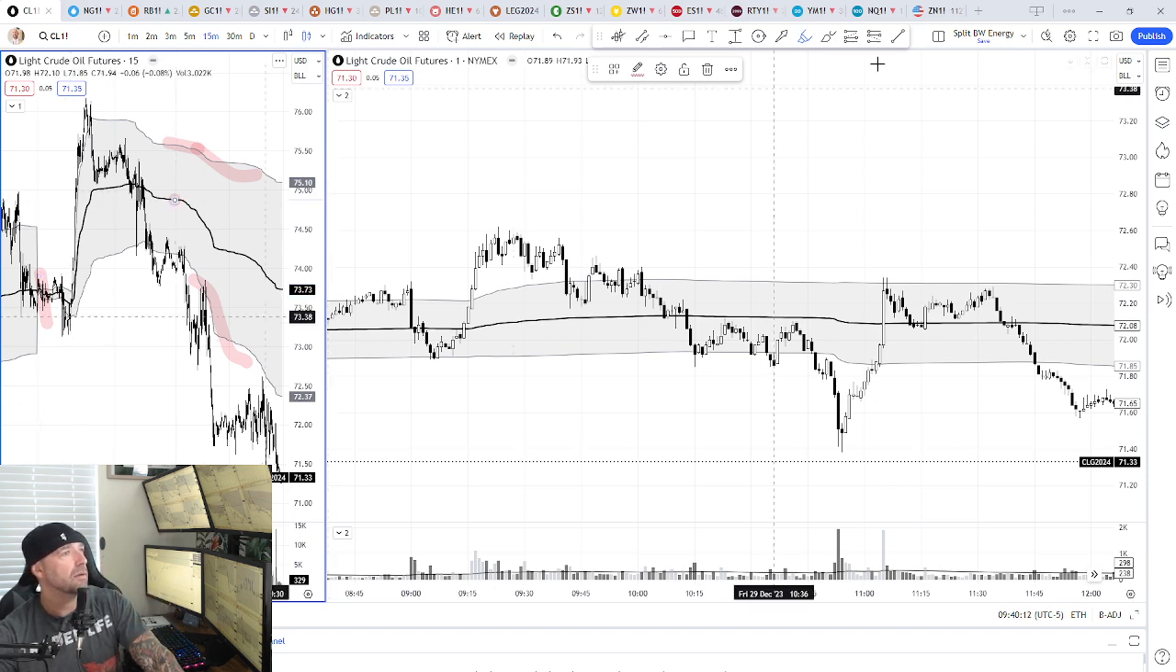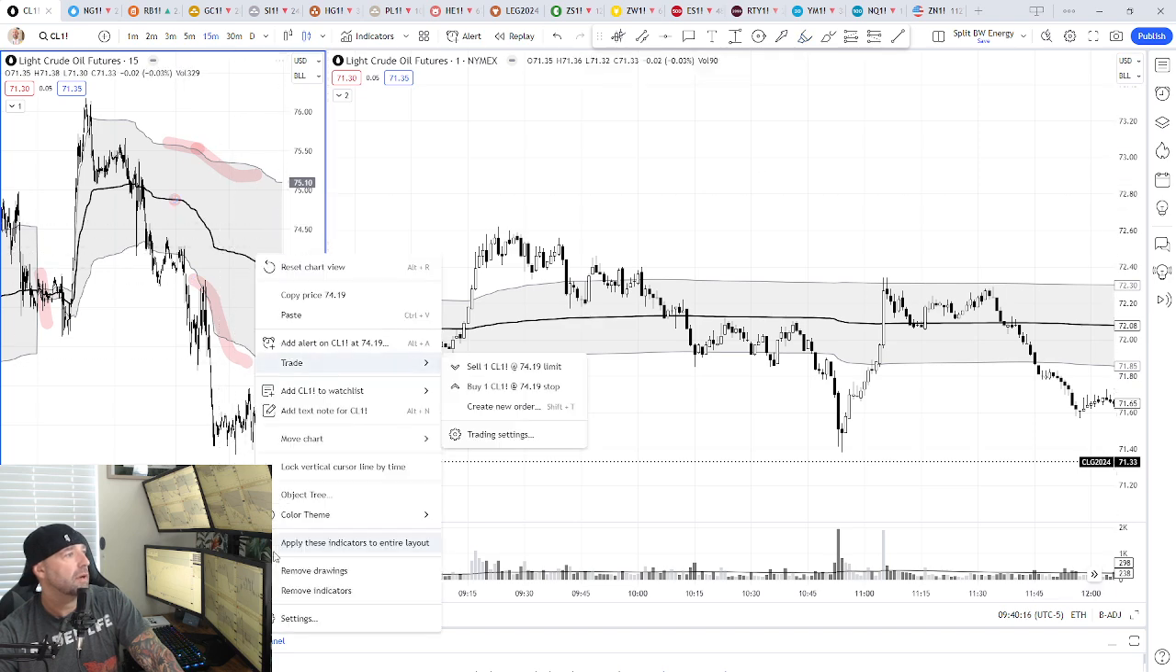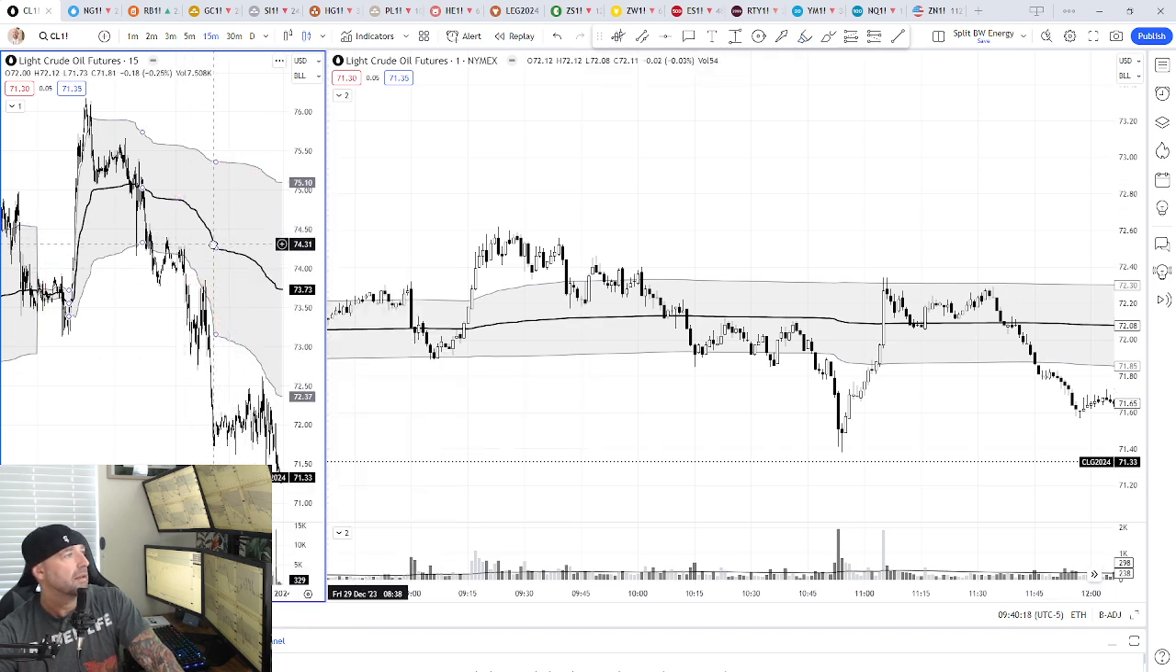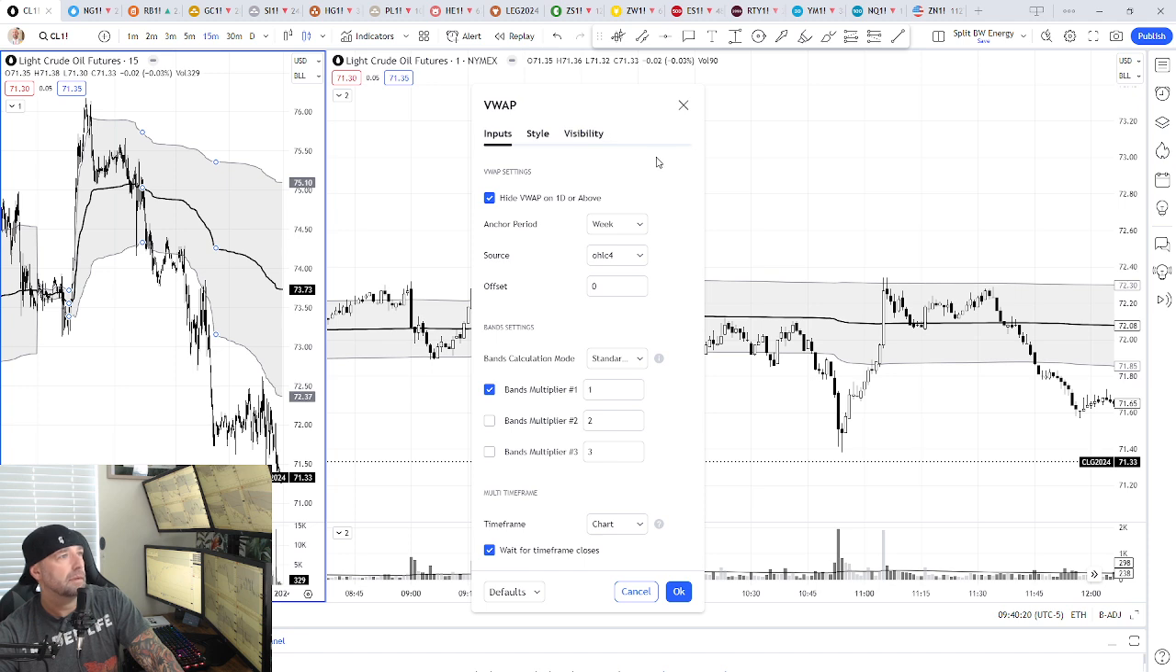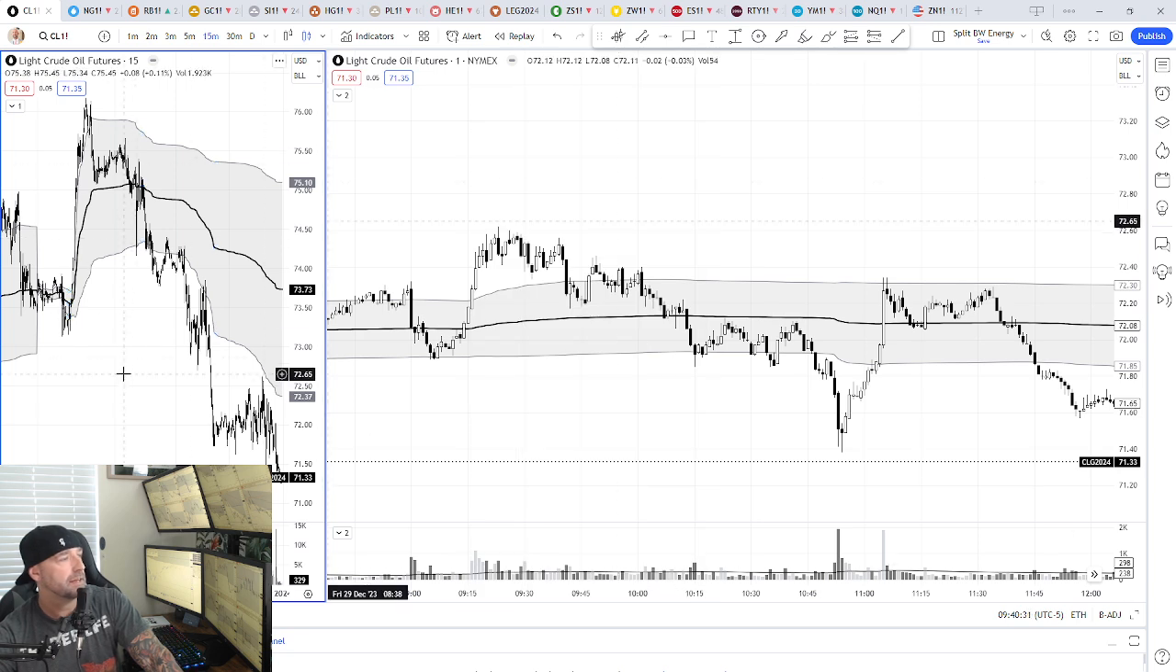So if you're looking to anchor this, let's remove some of these drawings real quick. You're going to use this VWAP indicator. You anchor it to the beginning of the week, and we use OHCL for the data. And then we have 1 multiplier band. This is 1 standard deviation. Okay, that's how you set this up on the left.